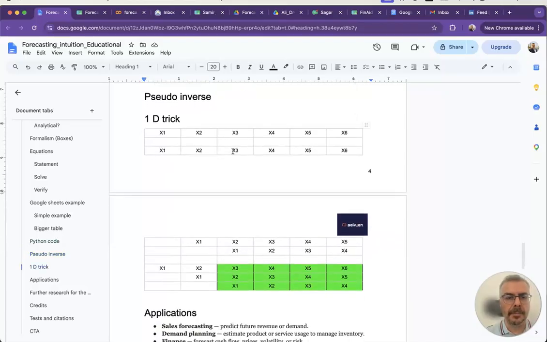Now, the pseudo inverse, yeah, we talked about it. It can help a lot. It's a very nice trick.